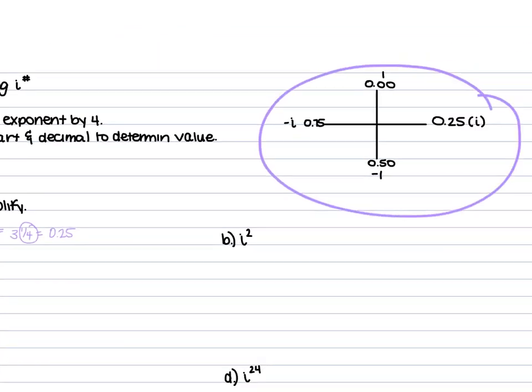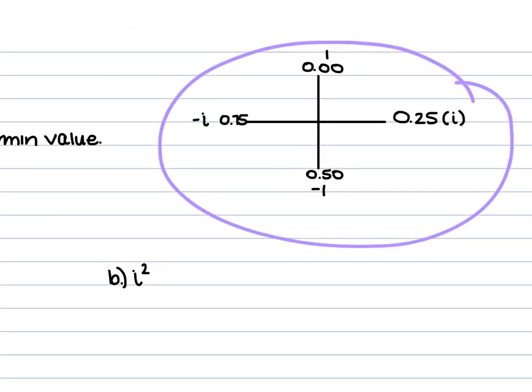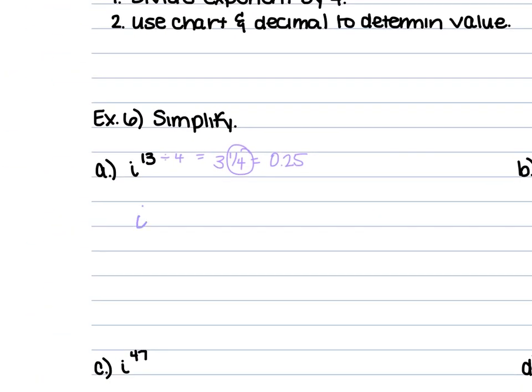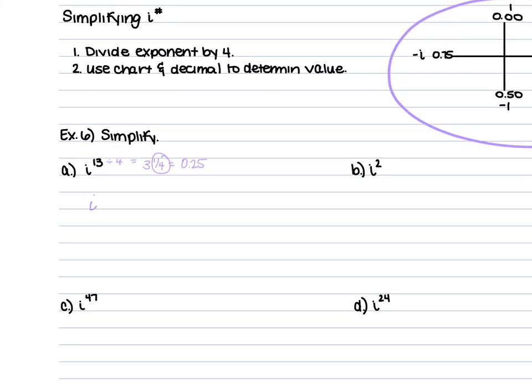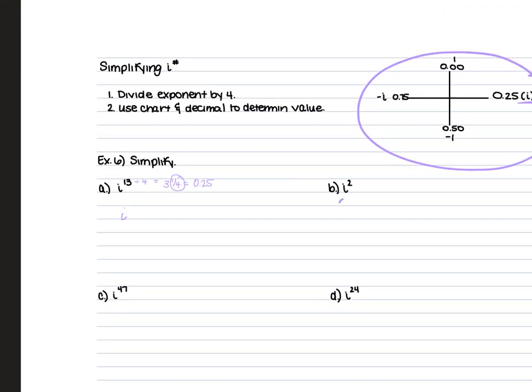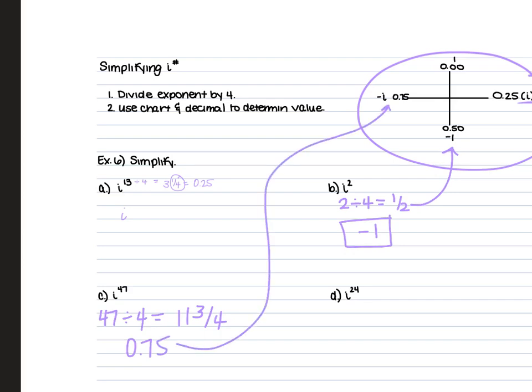So look at your chart or your table. That 0.25, what is the answer for it? It's i. So your answer for this one is just i. For B, you have i to the 2nd power. Well, the 2 divided by 4 is 1/2. The one that's 1/2 is negative 1. For C, we have i to the 47th power. The 47 divided by 4, 4 goes into 47 11 times with 3 left over. So that's going to be 3/4 with 0.75. Your 0.75 is negative i.